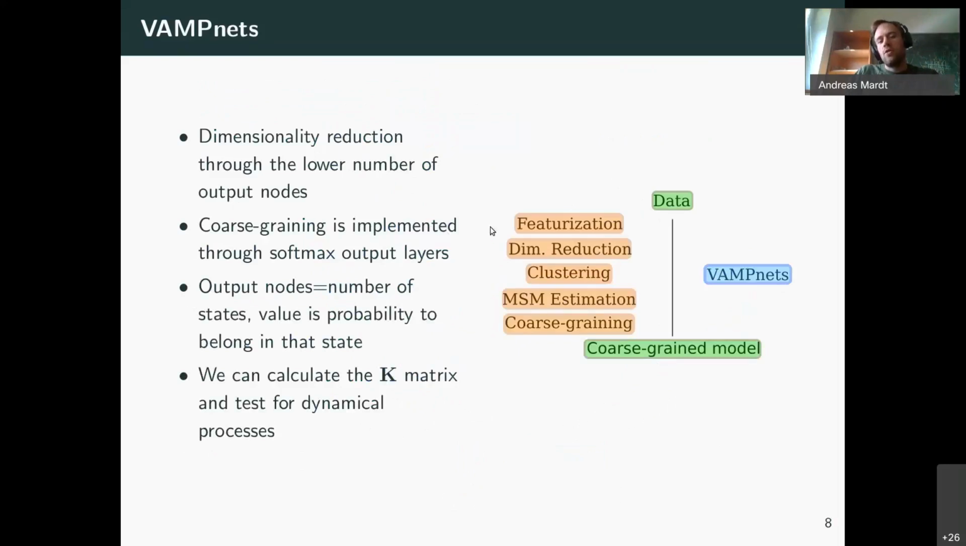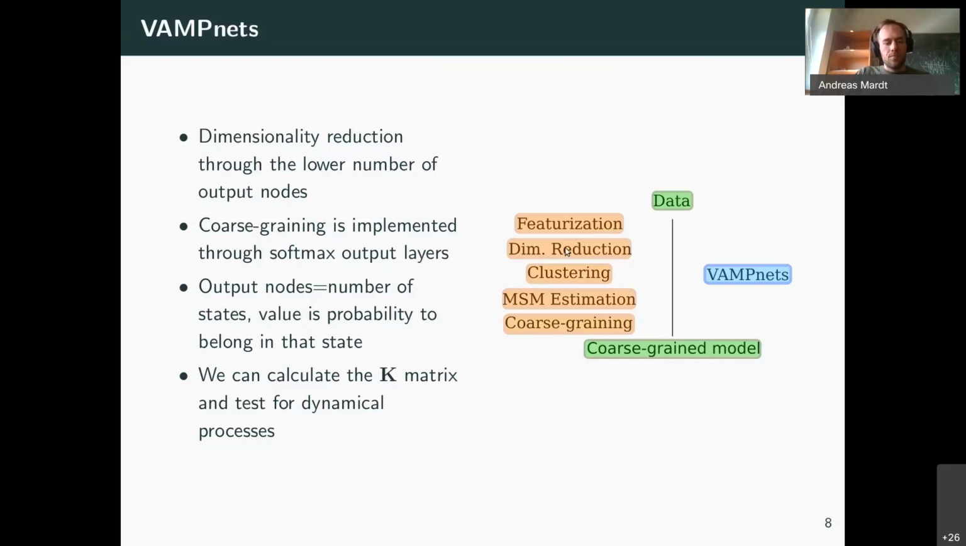So-called coarse graining, in the normal sense, gives you how likely a state belongs to a metastable set. So it somehow gives you a soft clustering of the states. And we can mimic this soft clustering by making a specific choice of nonlinear function for the output layer of the neural network, which is called softmax. So this basically gives you a probability vector: how likely is this configuration in a specific metastable state.